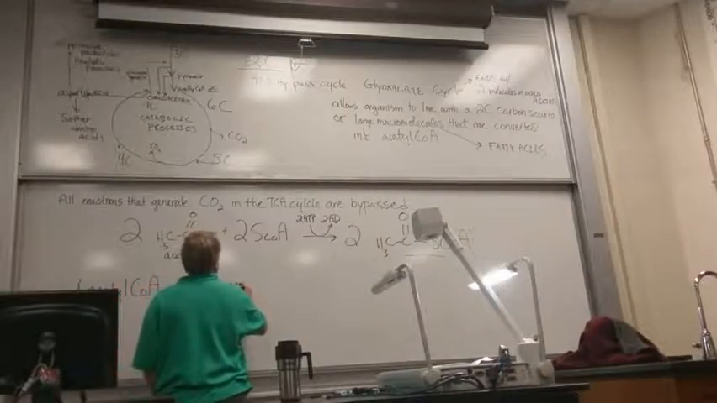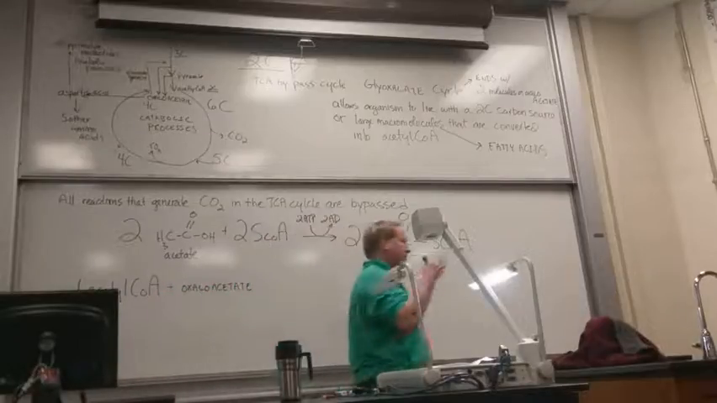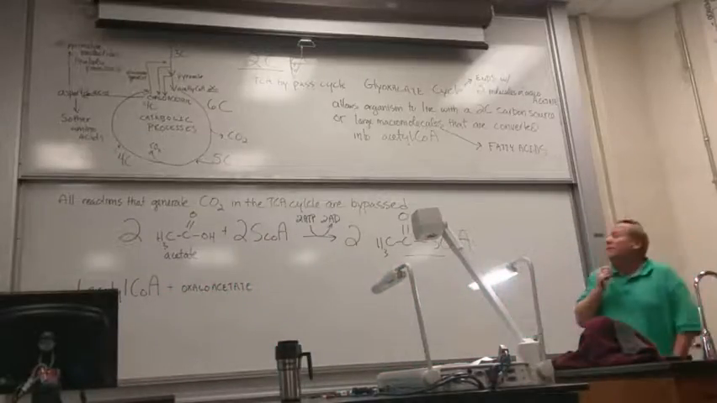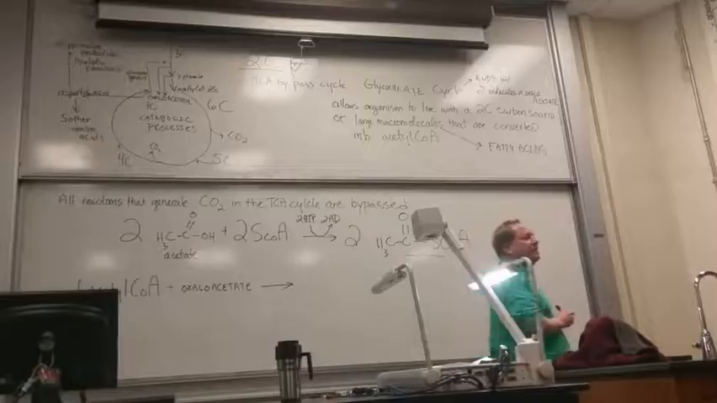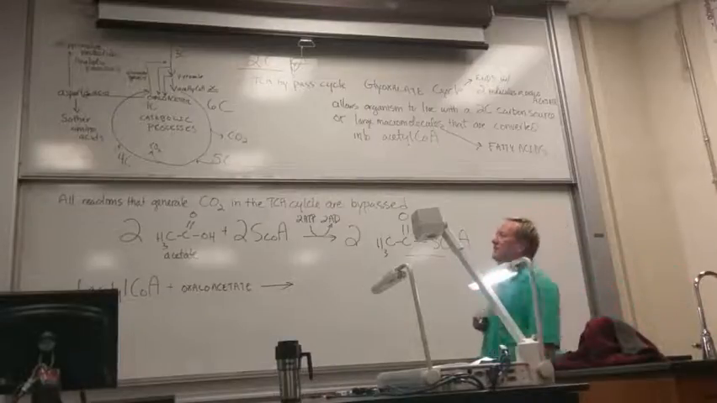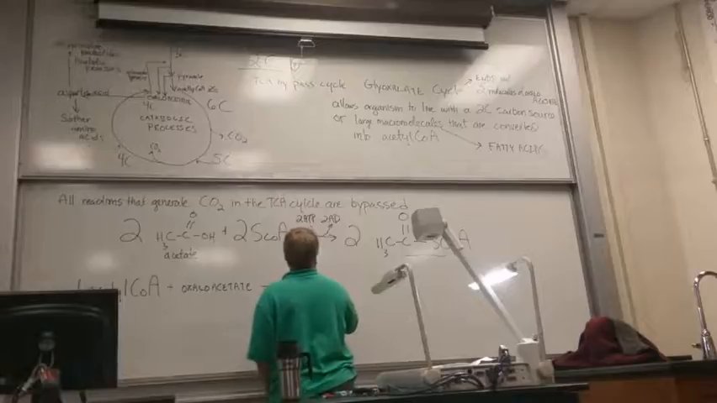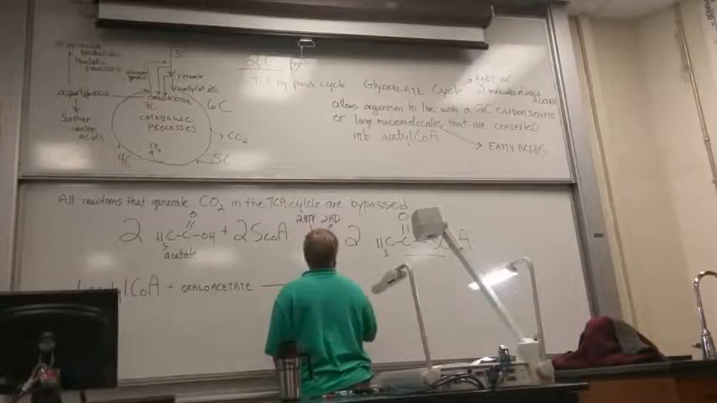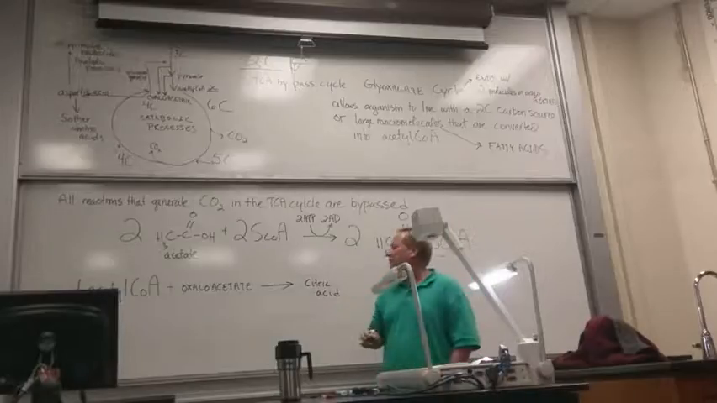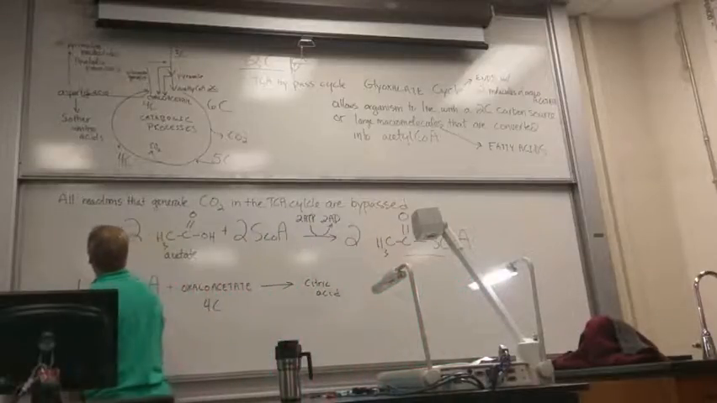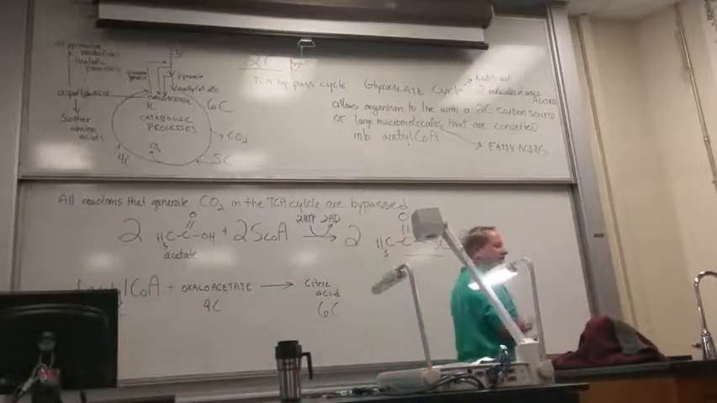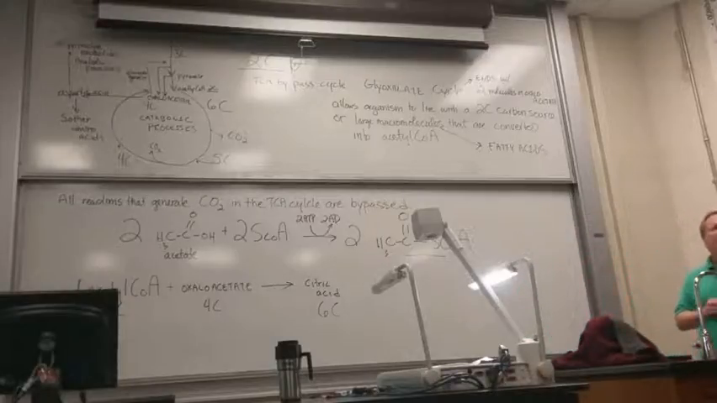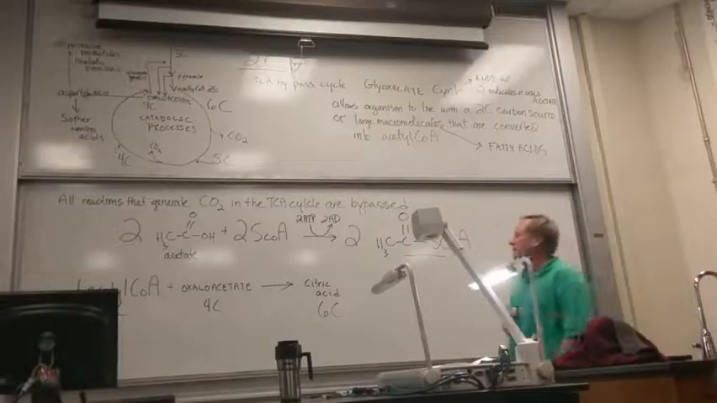oxaloacetate, and I'm not going to draw all of the reactions out like we did when we did the Krebs cycle, because they're identical. And the enzyme that catalyzes this reaction, I'm going to end up with citric acid. I am taking a 4-carbon molecule and a 2-carbon molecule and joining them together to get a 6-carbon molecule, and the enzyme is a synthase. Why is it not a synthetase? There's no ATP involved, so we're going to call it citrate synthase.